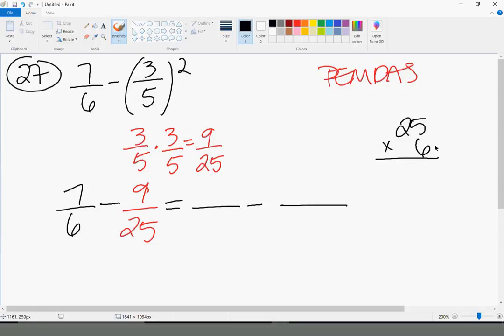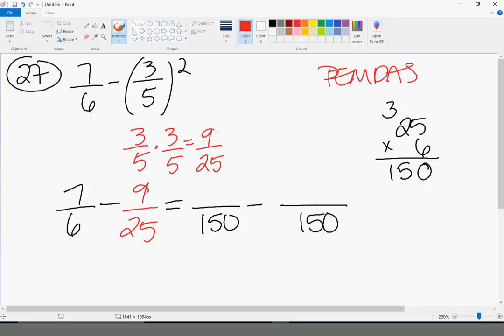25 times 6. 5 times 6 is 30. Carry the 3. 6 times 2 is 12, plus 3 is 15. Let's see. We're going to use 150. That may or may not be the least common one. I think it is. But if you ever need a common denominator, just multiply the denominators to get you somewhere.